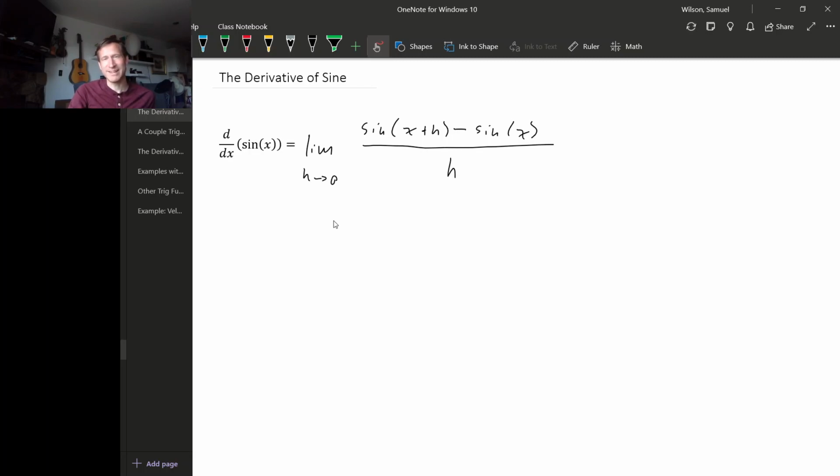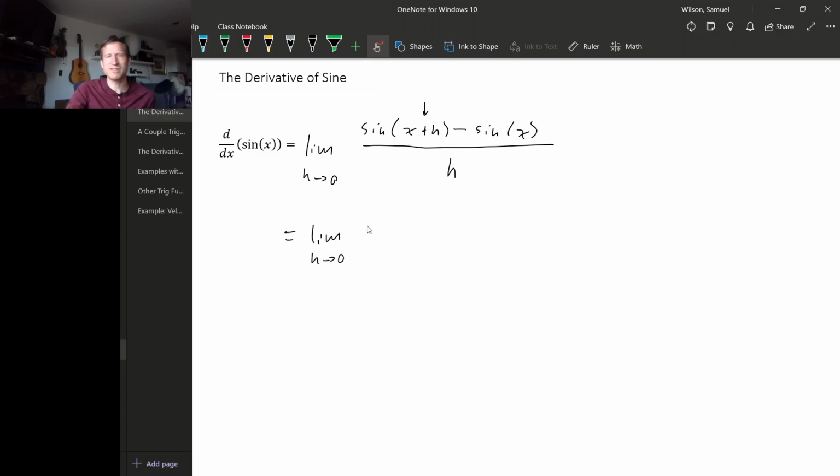As always with a limit coming from a derivative, we get 0 over 0 if we just try to plug in h equals 0. So what can we do? It seems like there's really only one option. The only piece of this expression that really has anything interesting happening is that there's a sine with a sum inside. And we have an identity that we could use for that, right? We have a sum identity for sine.